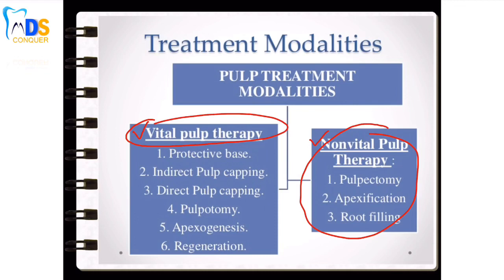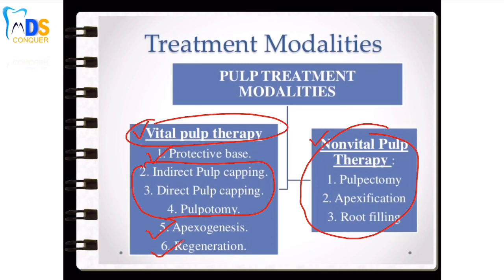And I hope you know that vital pulp therapy is where a protective base is given in the case of any type of restoration to protect the pulp. Or the pulp therapies which we have discussed in the pulp therapy video, that is indirect pulp capping, direct pulp capping, and pulpotomies. Or the recent one, that is apexogenesis with a leftover pulp, and regenerative endodontics. So regenerative endodontics is a part of vital pulp therapy.